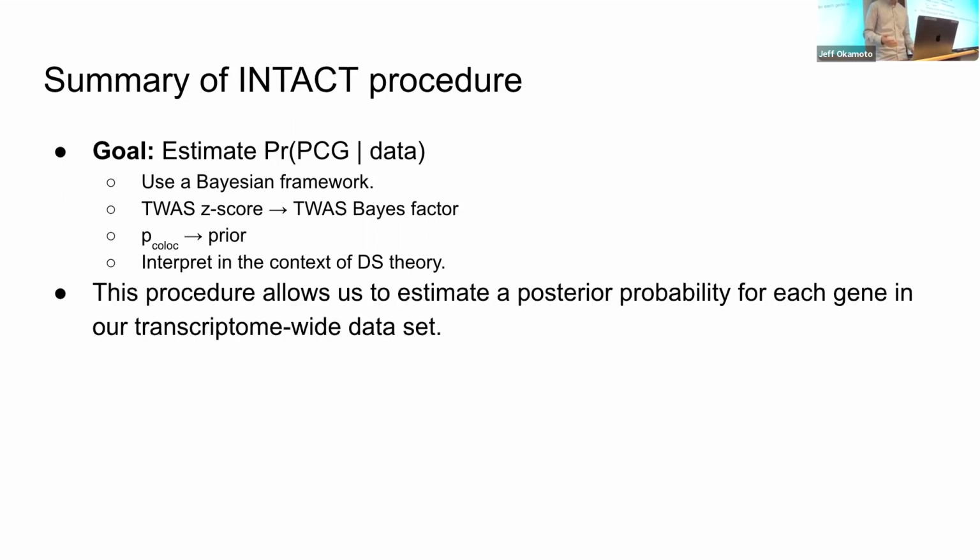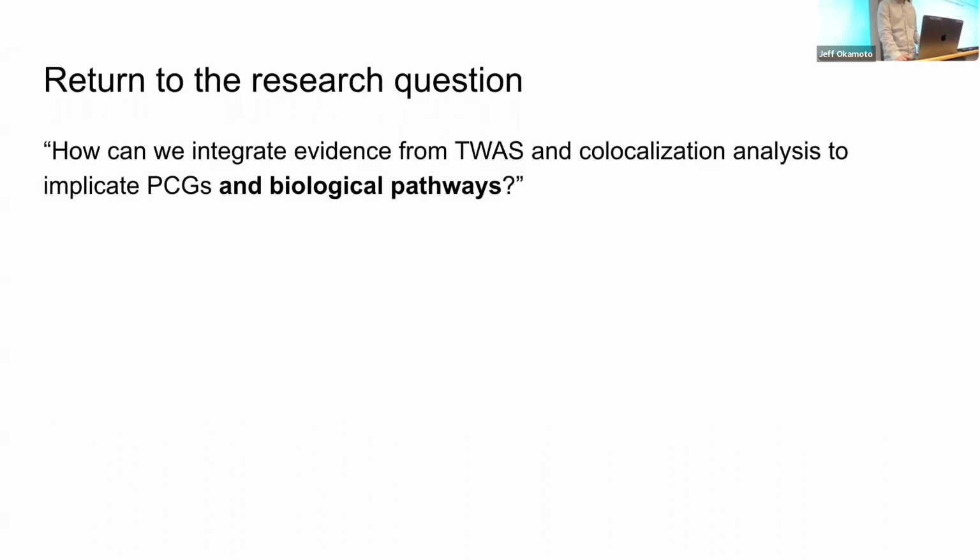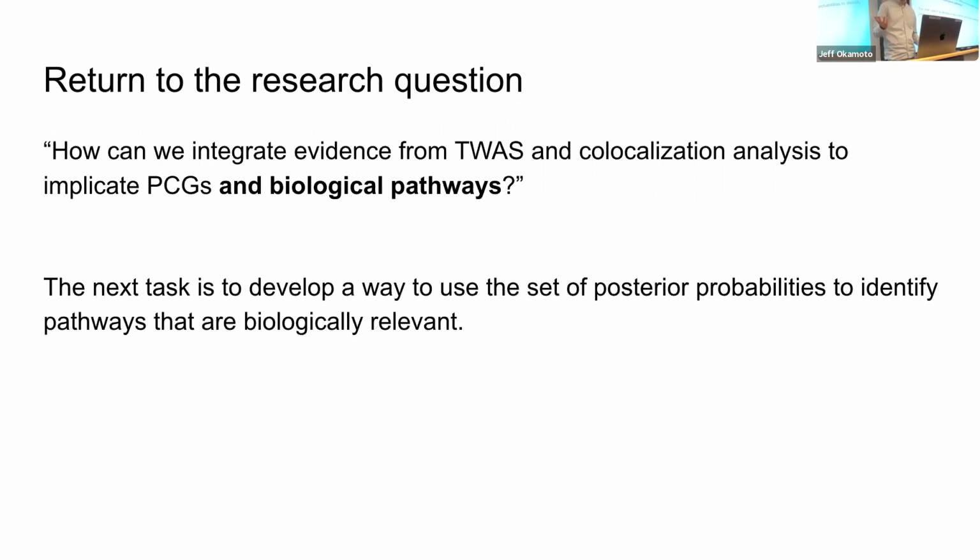So by this point, if you're doing the analysis, you essentially have a transcriptome-wide set of posterior probabilities. The next question is, how do we interpret these in a biological context? If we come back to our original research question, you might remember that our goal is not only to implicate PCGs, but also to implicate biological pathways. So again, we're going to be using that set of posterior probabilities to find out which pathways are biologically relevant.